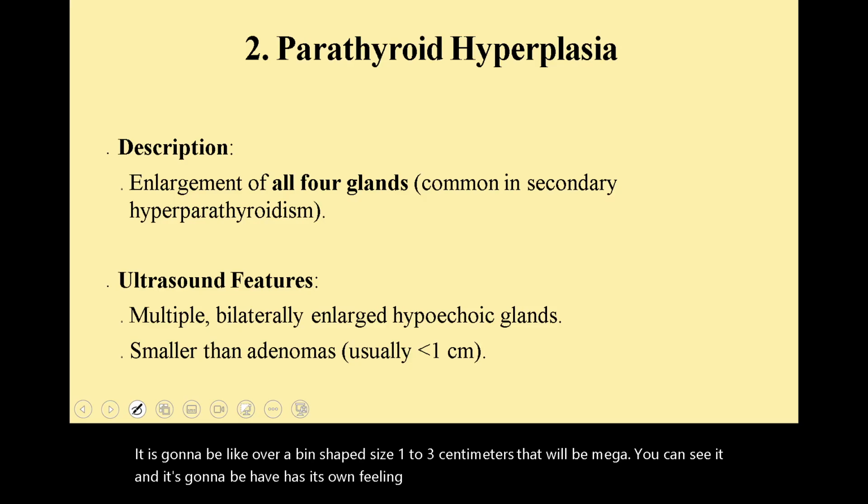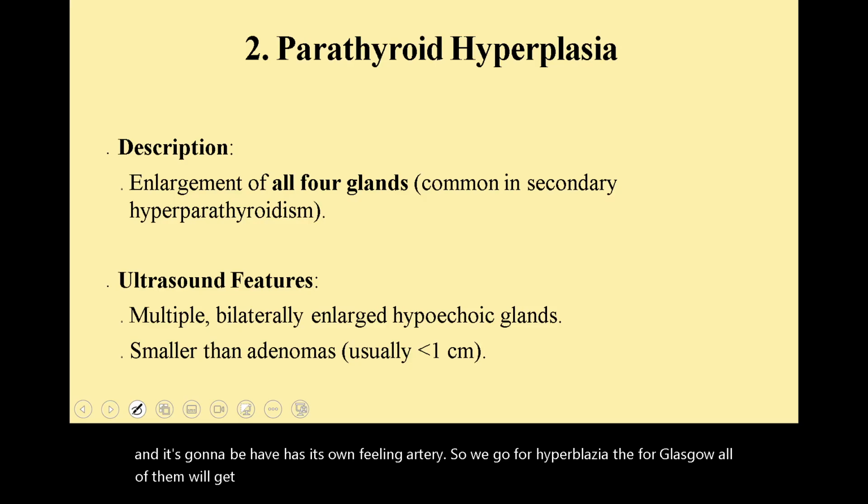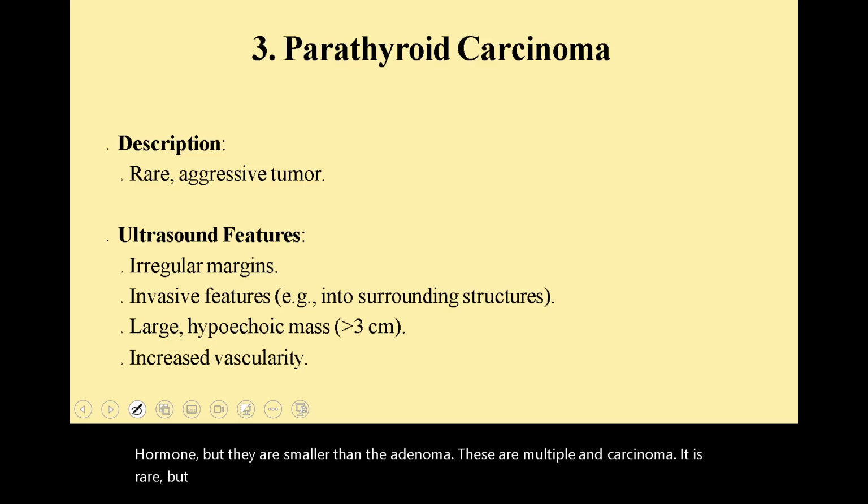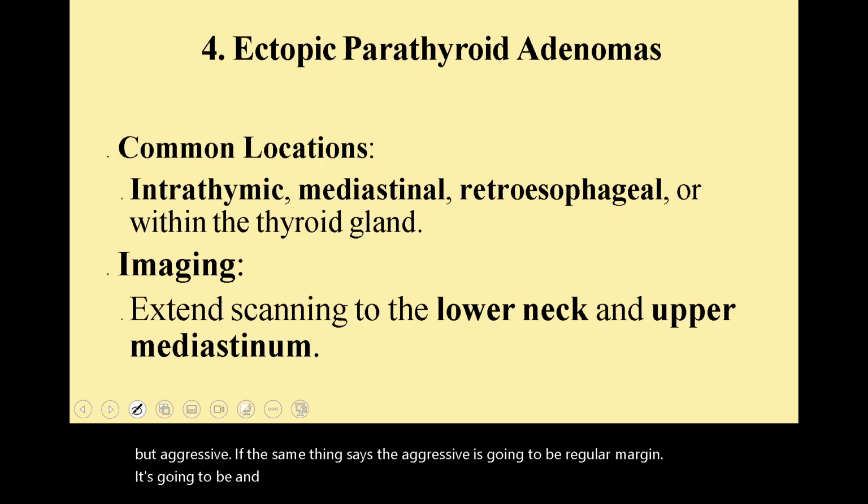Then hyperplasia. All four glands will be affected, increased, and secrete parathyroid hormone. But they are smaller, less than 1 centimeter, smaller than the adenoma. They are multiple. And carcinoma is rare but aggressive. We can say aggressive features are an irregular margin, hypoechoic appearance, and increased vascularity.